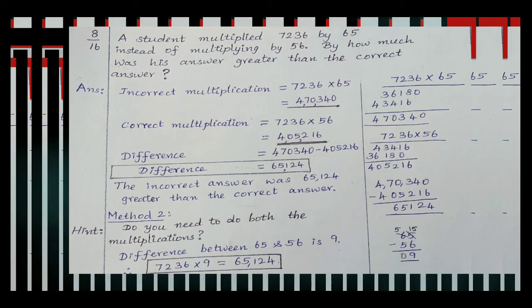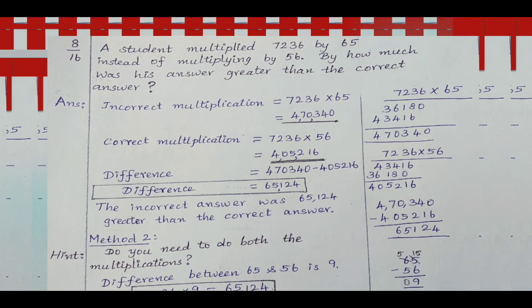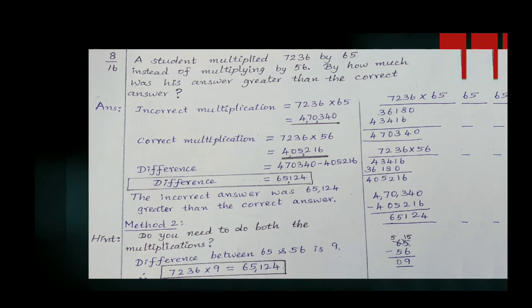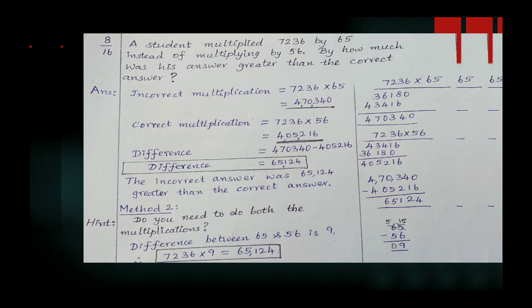Problem number 8. A student multiplied 7,236 by 65 instead of multiplying by 56. By how much was his answer greater than the correct answer? It is not asked what is the right answer or what is the wrong answer. Okay, correct answer is there, incorrect answer is there, because he has multiplied with the incorrect number 65 instead of multiplying with the correct number 56.